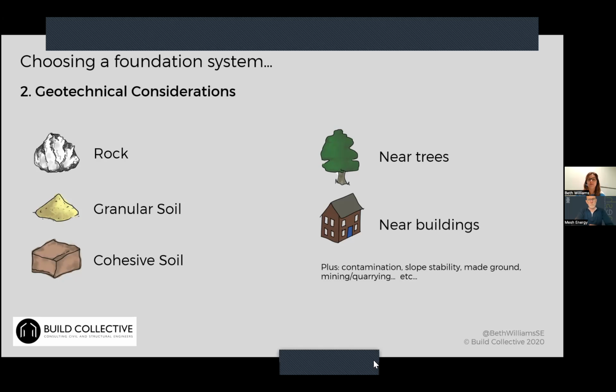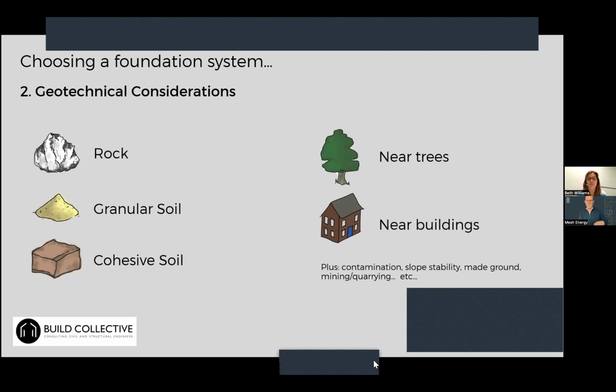And then a couple of other considerations: whether you've got any large trees nearby, which will particularly come into effect if you've got cohesive soils and clays, where your foundation depth is going to be critical and clay heave is going to be critical. And whether you've got any buildings, particularly masonry buildings, near your site, that might also impact what types of foundation you can use. There are other considerations too: whether you've got contamination on a site, slope instability issues, landslip materials, made ground, quarrying, mining. But they'll all come out of a geotechnical site investigation.